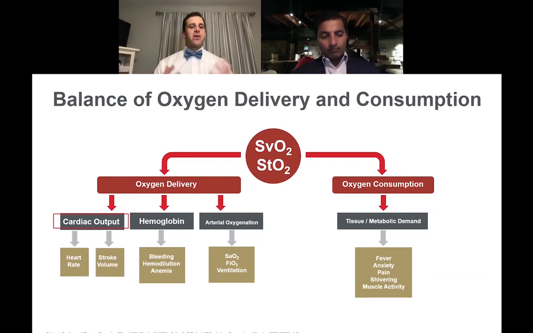Sometimes it's bleeding, or the hemoglobin's low. Sometimes it's the actual oxygenation. As a pulmonologist and critical care trained doc, I see that all the time. So as we're thinking through this, we want to be figuring out where the problem is and constantly adjusting our strategy here to try to improve tissue level perfusion.